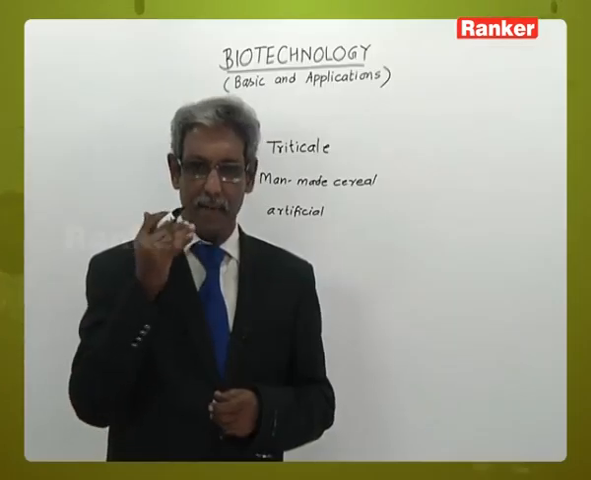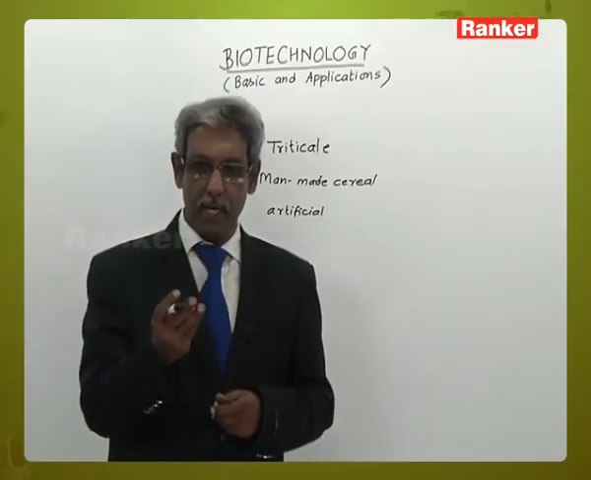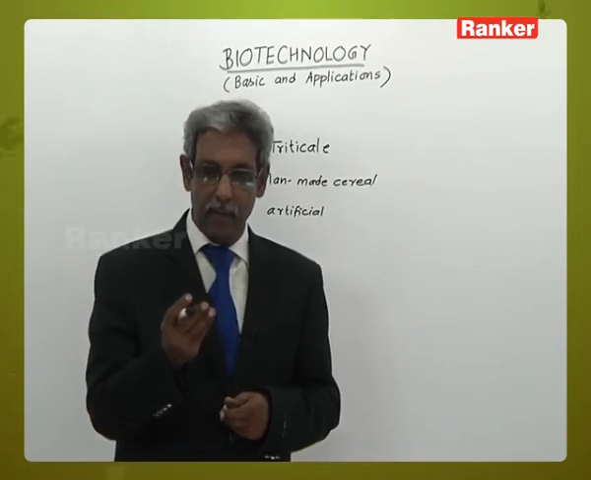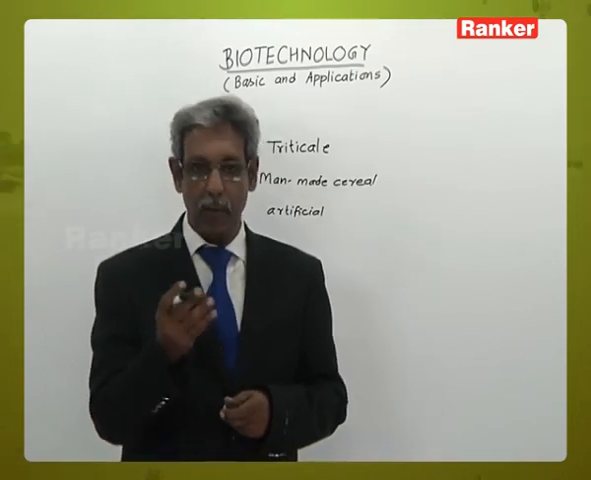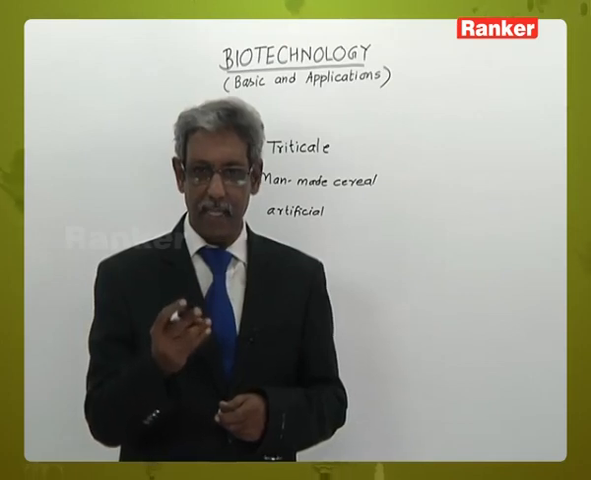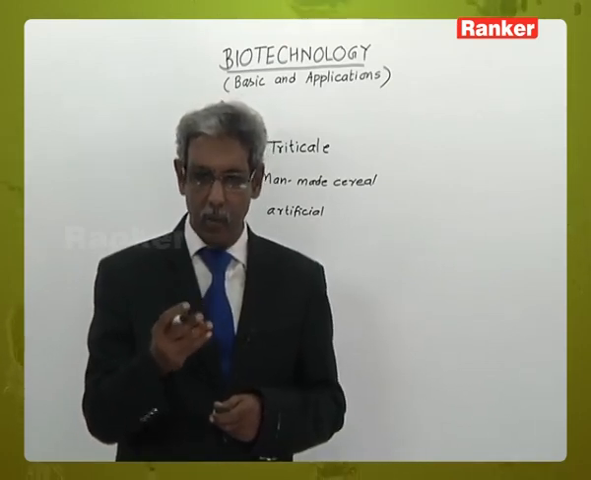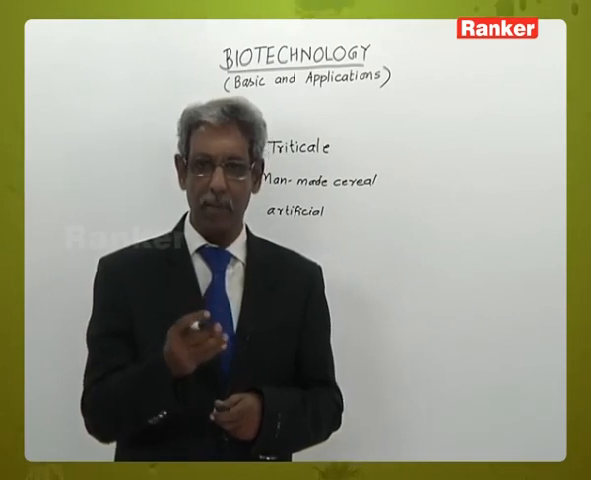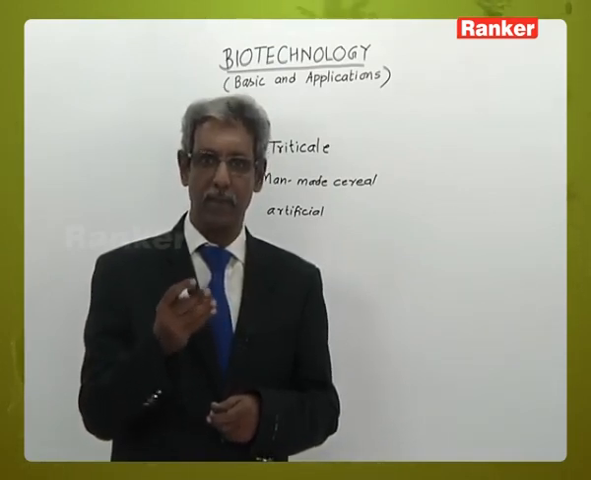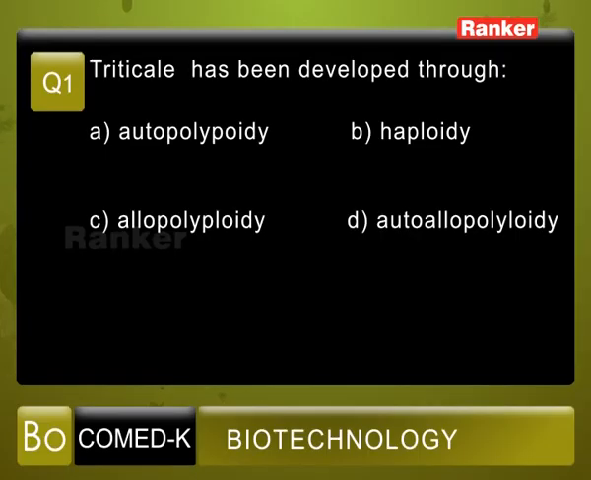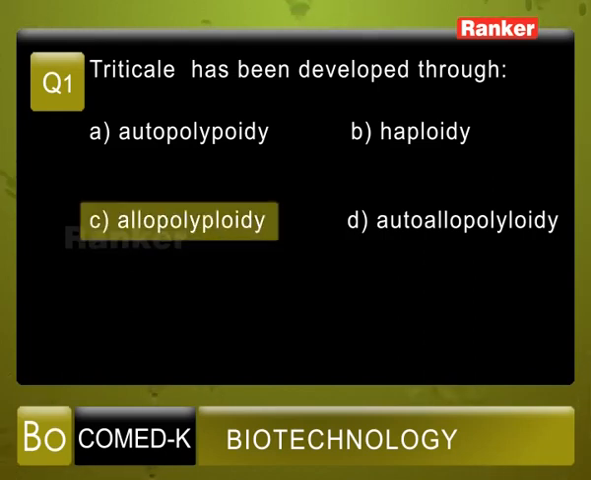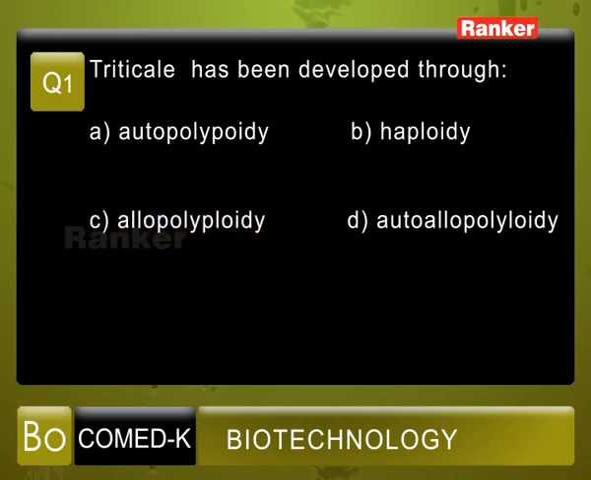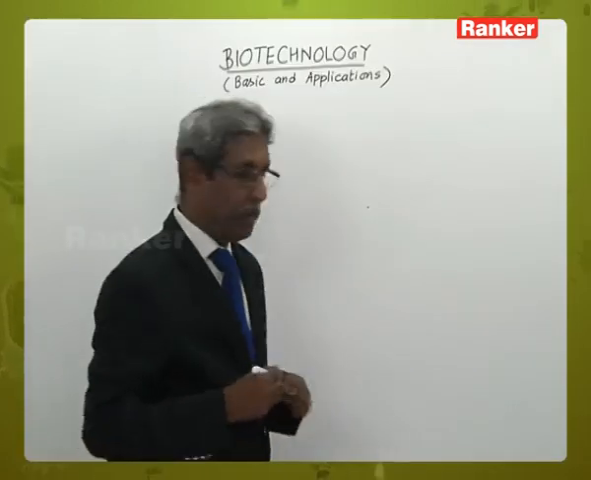Now, triticale is always a derivative obtained by crossing a native species with a wild species. Hence, the right answer is allopolyploidy. Allo refers to two different organisms or two different crops which have been crossed together, whose chromosome numbers are very different, and thereby there is an increase in chromosome number. Hence, the answer is C. The correct answer relates to allopolyploidy. Next, we go to question number 2.